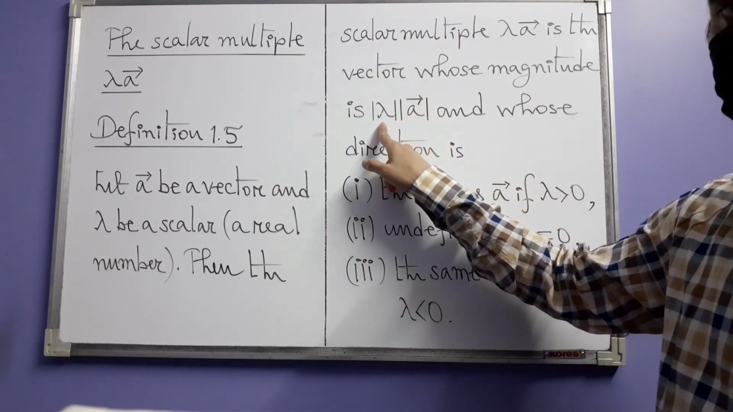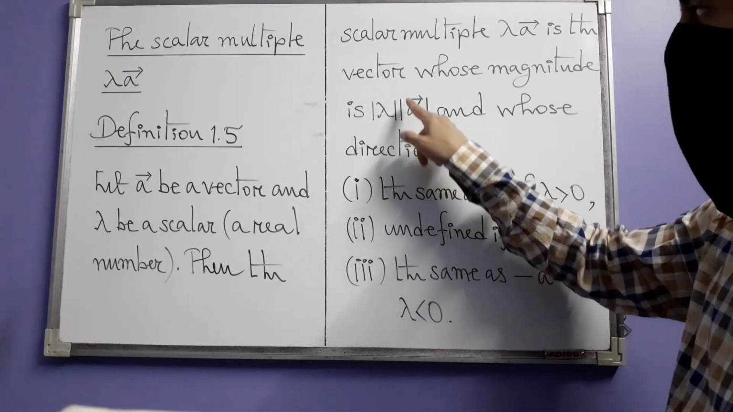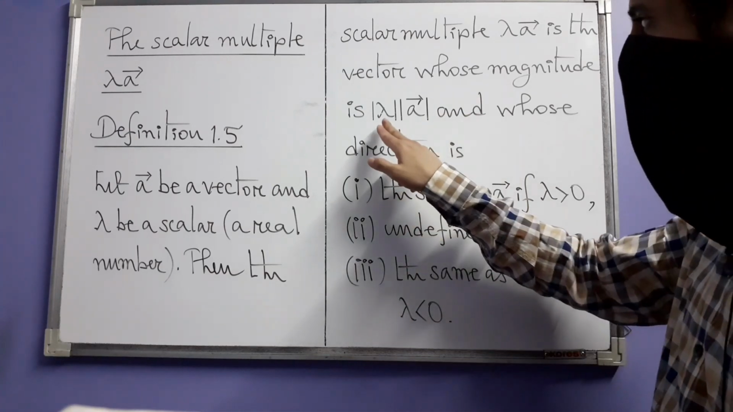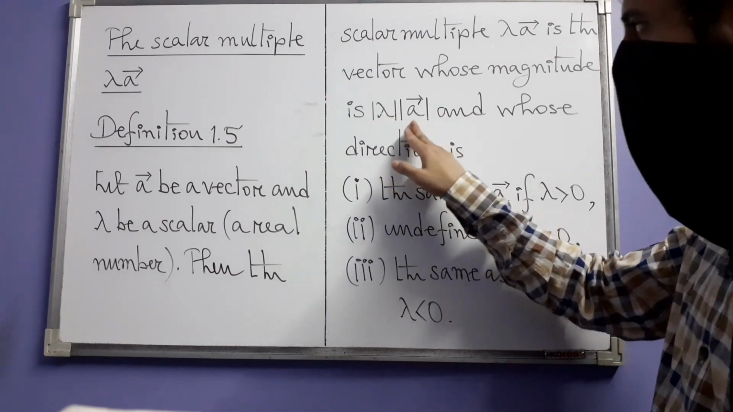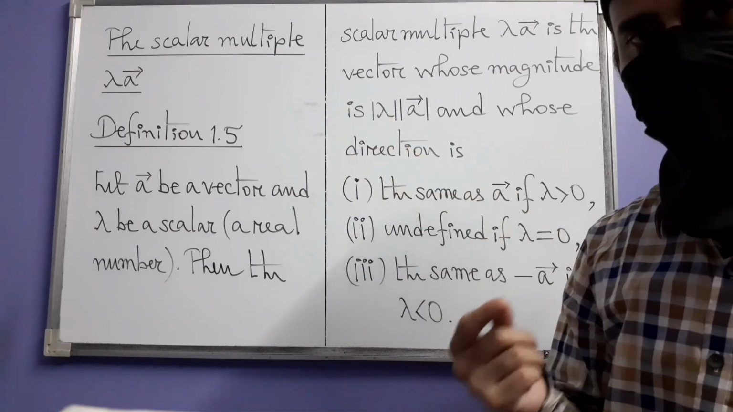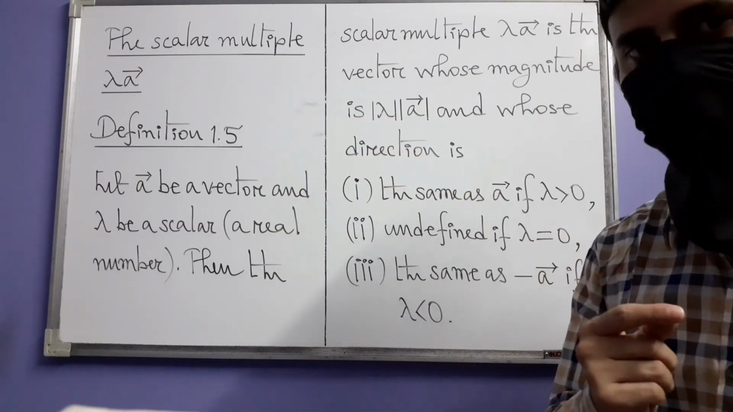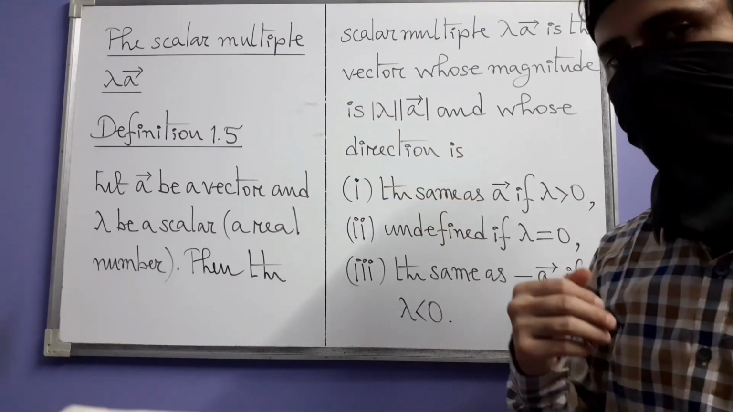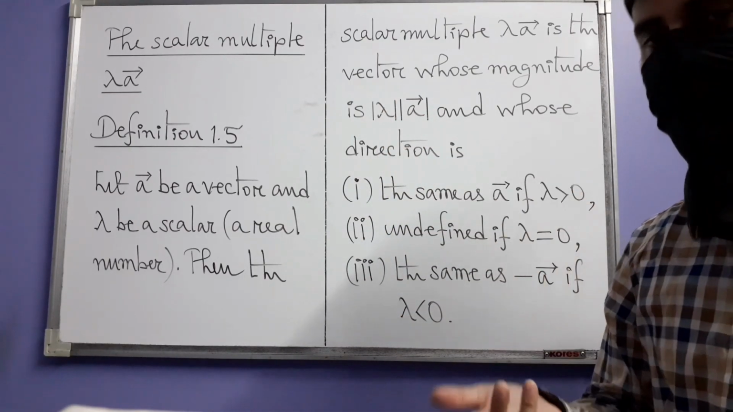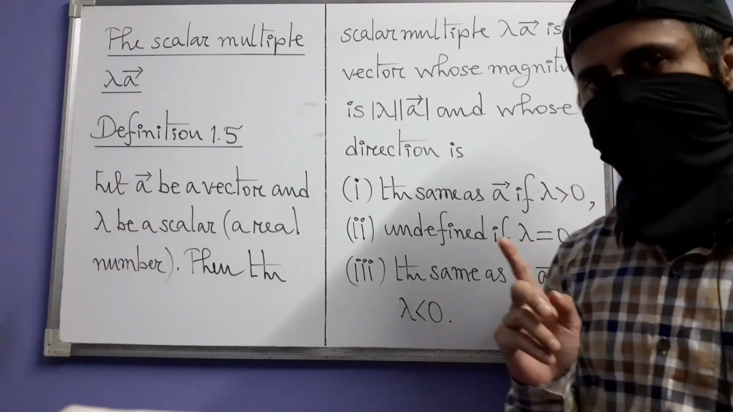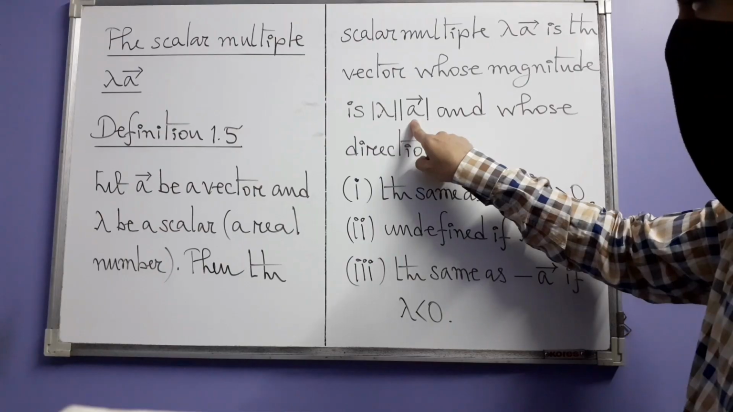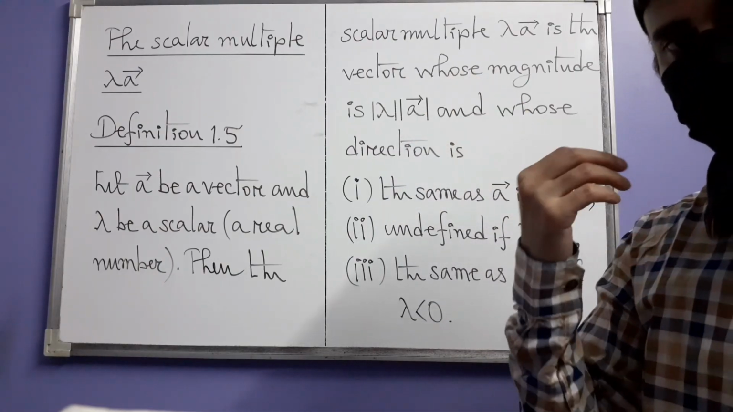Modulus of lambda times A. We seem to also have modulus of A, but of course there is a difference between this one and this one. This is the absolute value of the real number lambda, which is what? If lambda is a non-negative real number, then this is just lambda. Otherwise, if lambda is negative, then this is equal to minus lambda. This, on the other hand, is the magnitude of the vector A.